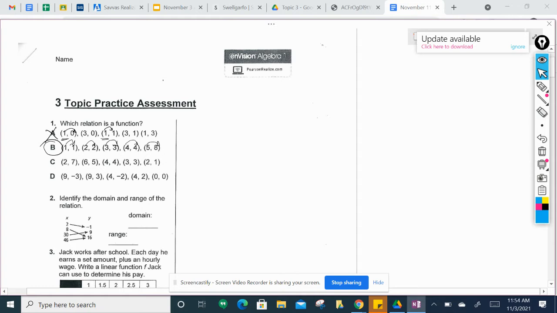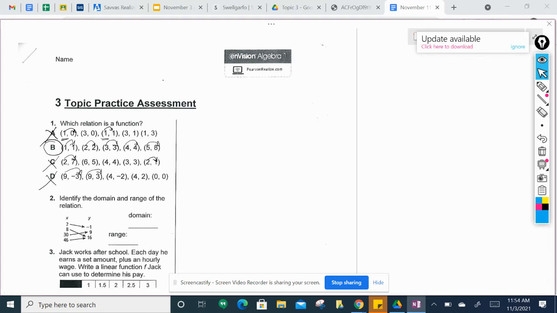Now, this one doesn't say select all that apply, but just being cautious, I'm going to check to see if there's another one that is also a function. When I look at C, 2 goes to 7. Oh, but also down here, 2 goes to 1. That makes it not a function. And D, 9 goes to -3, and 9 also goes to 3, makes it not a function. So I think the best answer here is B.